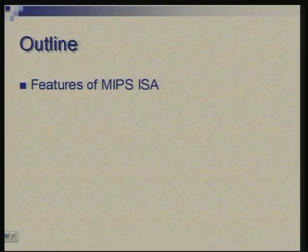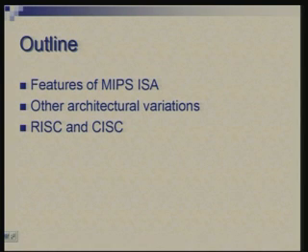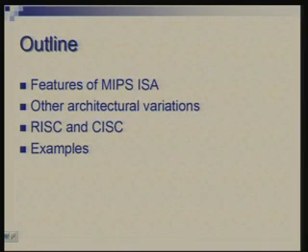So, first we will summarize the key characteristics of MIPS architecture at instruction set level. Look at all the variations which are typically found in other machines. We will look at these two terms RISC and CISC, which stand for reduced instruction set computer and complex instruction set computer, and these two represent two broadly different architectural styles, and mention a few examples. We will elaborate on these examples in the next lecture. Today I will just mention some of these.